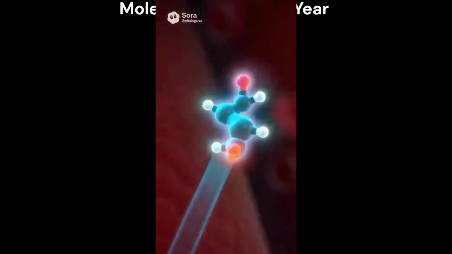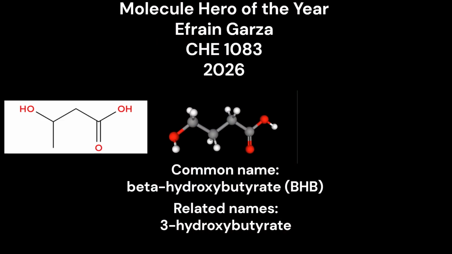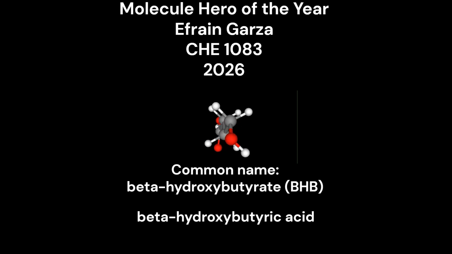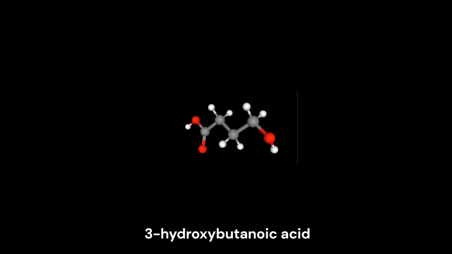In a body where cells depend on glucose for energy, when that fuel begins to fade, a hidden force emerges from the shadows. A molecule built for survival. Beta-hydroxybutyrate.